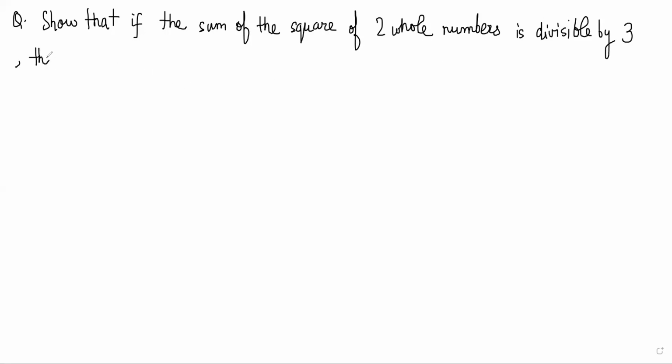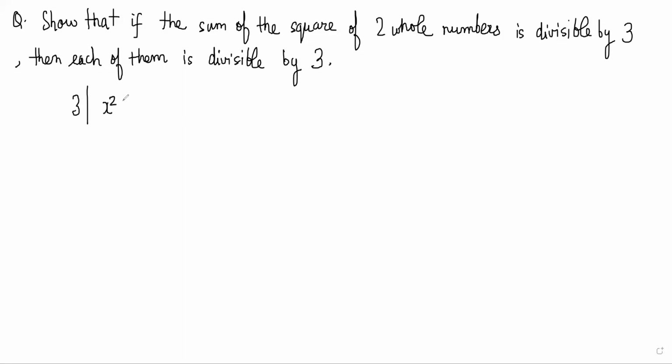Okay, so this is proving a similar property to the previous question, I think. You have to show that if the sum of squares of two whole numbers is divisible by 3, so 3 divides x square plus y square, then prove that 3 divides x and 3 divides y. Something similar to the previous property.